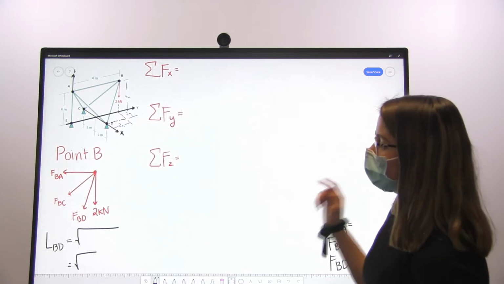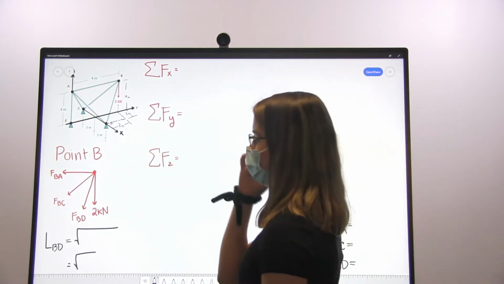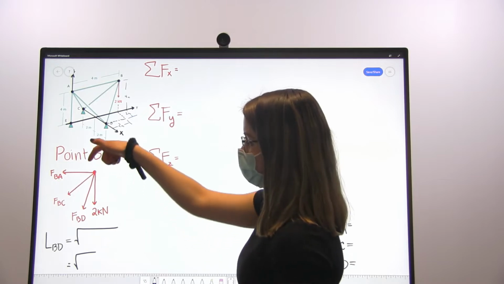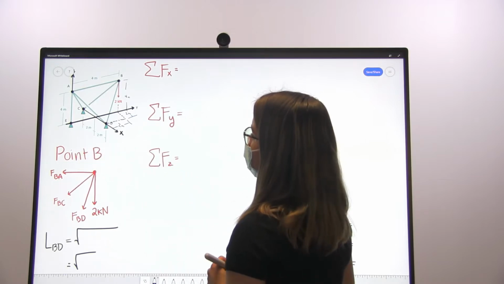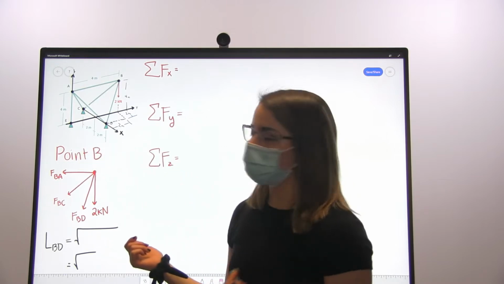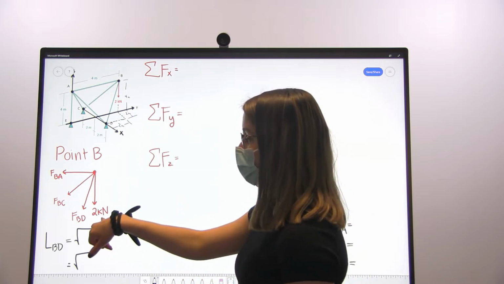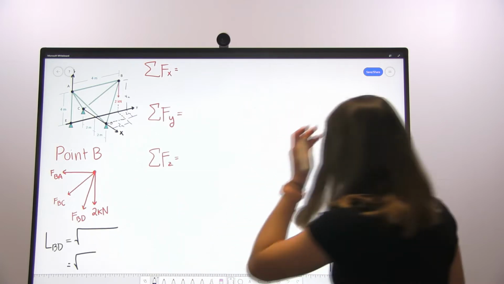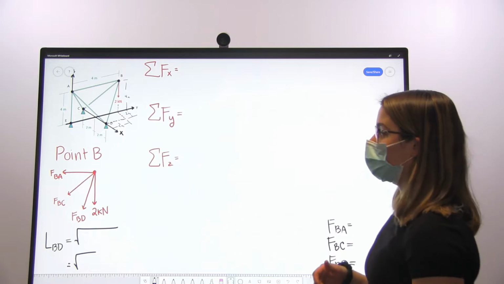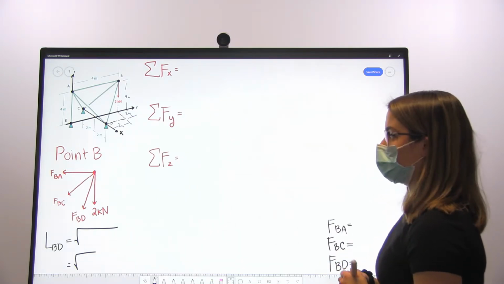So we're going to start at point B, and I sort of drew the free body diagram underneath. The reason why we're starting at point B is because we have an applied load here, and that is going to make our job a lot easier to solve our equations.